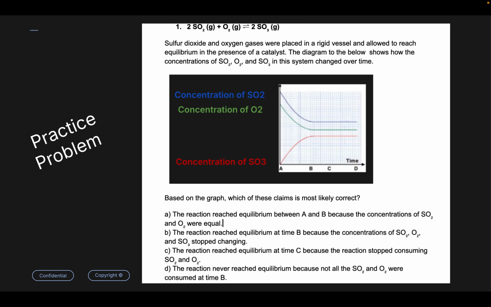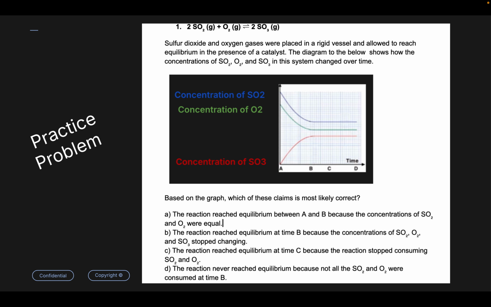Option A: the reaction reached equilibrium at time A because the concentrations of SO2 and O2 were equal. This is wrong. The reaction has not yet reached equilibrium at time A, and although the lines are parallel, it does not mean that they have reached equilibrium. Also, the concentrations of SO2 and O2 are not equal. As you can see, the SO2 line is above the O2 line, so their concentrations are not equal. A third thing that's wrong with this is that they don't have to be equal for us to have reached chemical equilibrium. So option A is out.